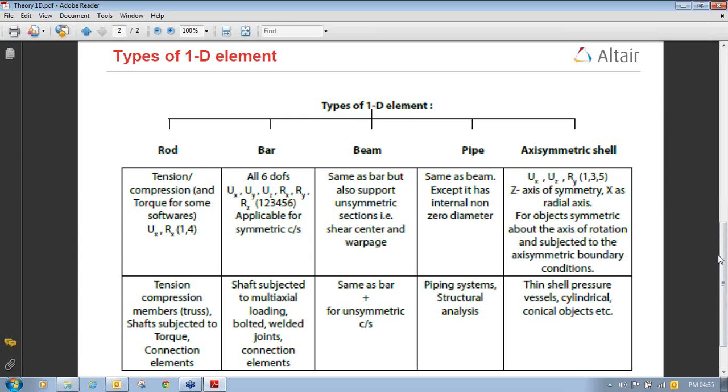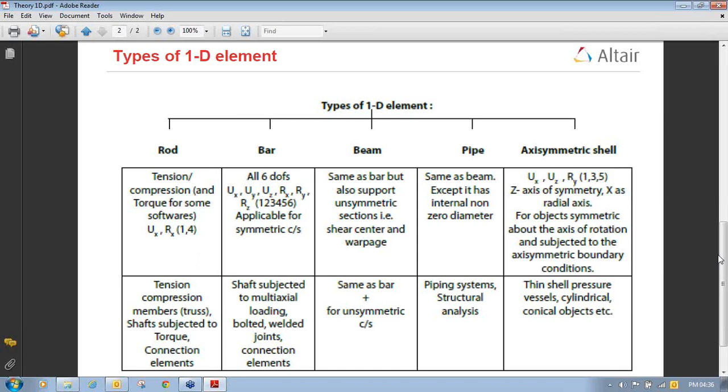Rod element supports tension and compression loading. That means it supports translation along any particular axis, and in some software it also supports the torque, that is twisting movement. Its practical applications are tension compression members like truss and shaft subjected to torque, and connection of elements. So these are some practical applications of rod element.